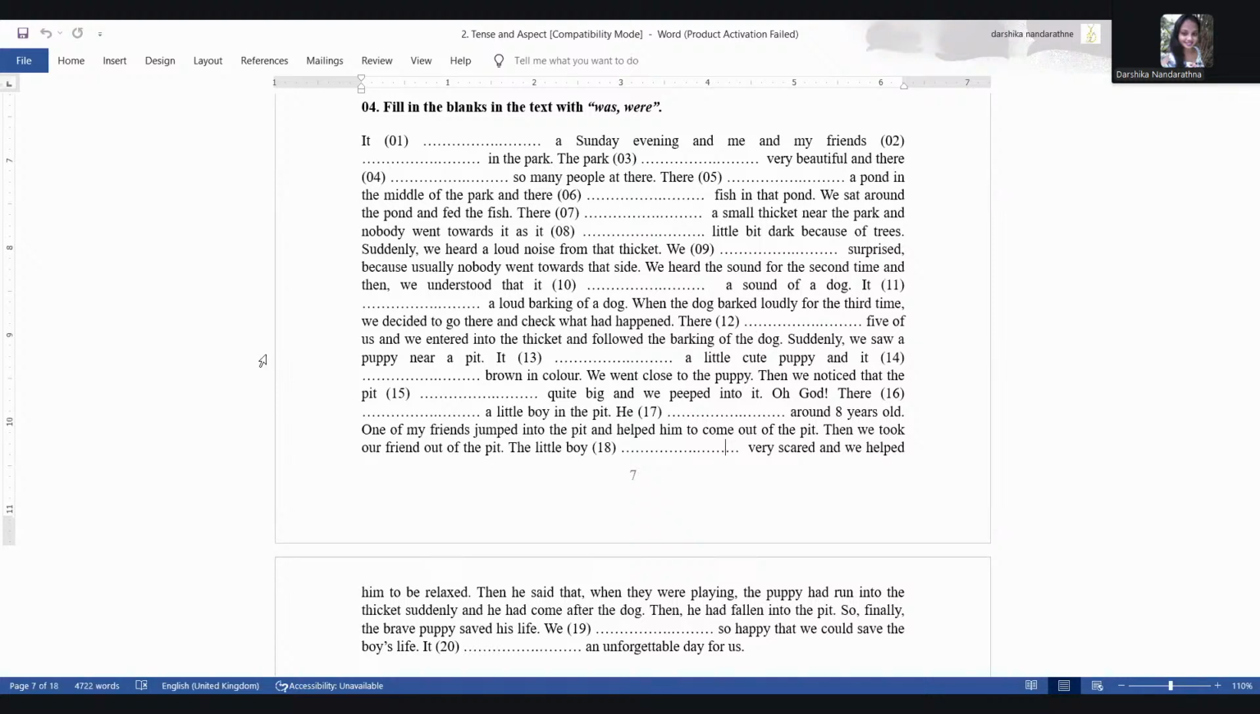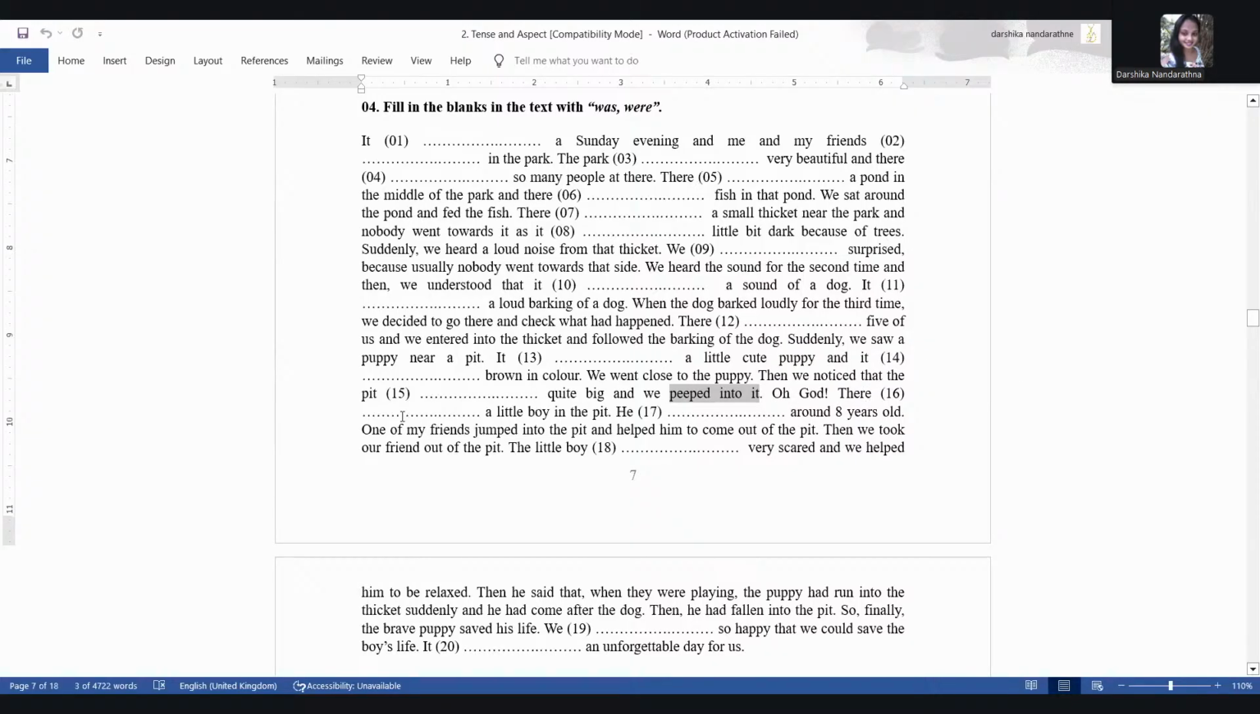Suddenly, we saw a puppy near a pit. It was, yes, it was a little cute puppy and it was brown in color. We went close to the puppy. Then we noticed that the pit was quite big and we peeped into it. Peeped into it means looked inside. එබිලා බලනවට අපි peeped into කියලා කියනවා. ඇතුළට එබිලා බැලුවලු. We peeped into it.